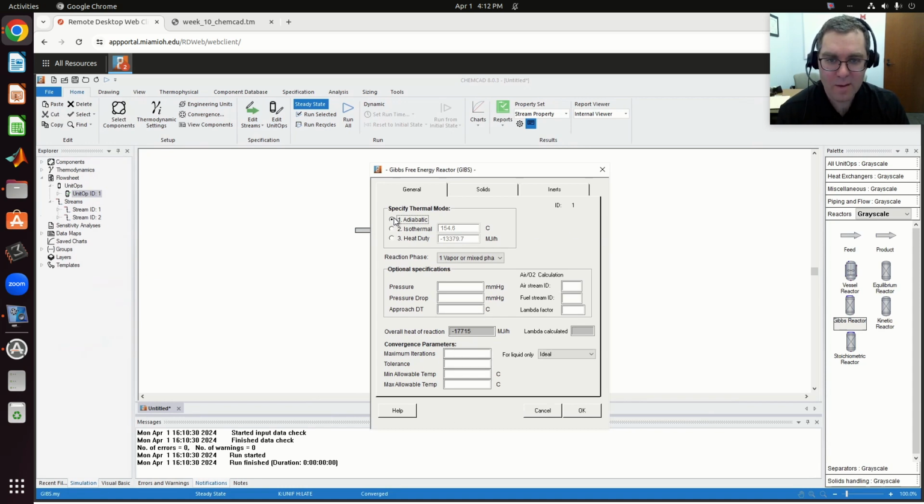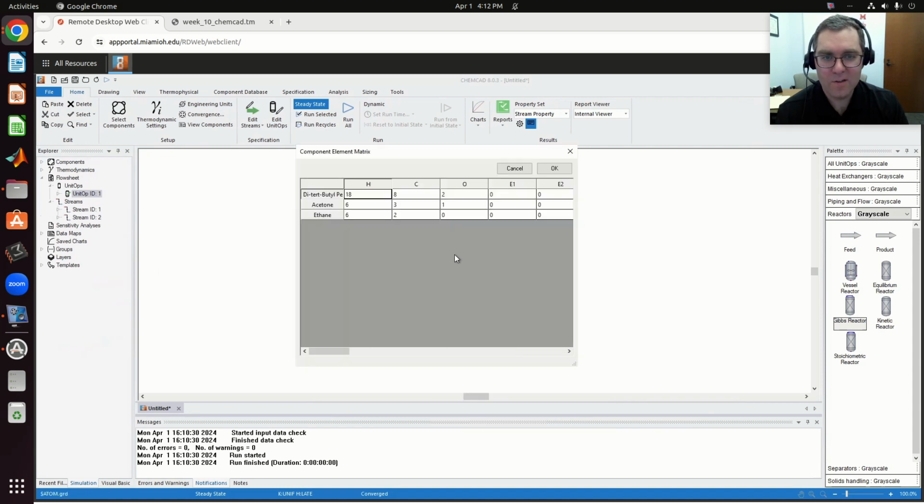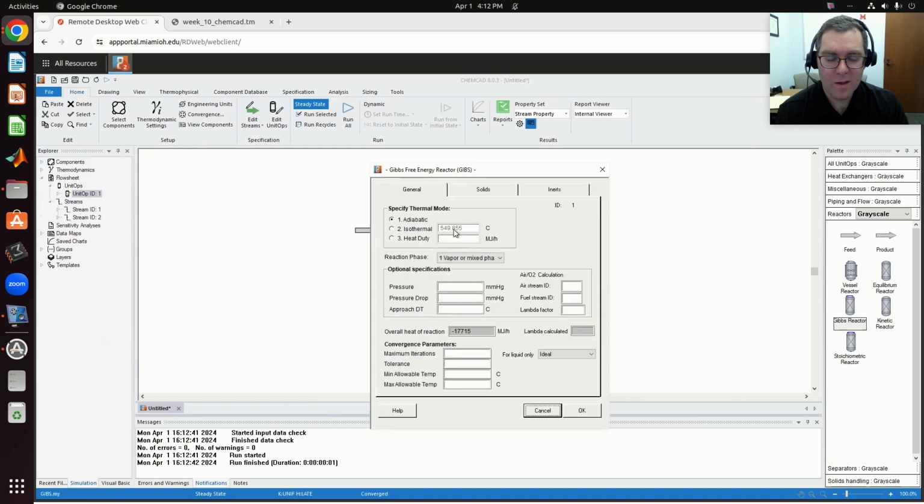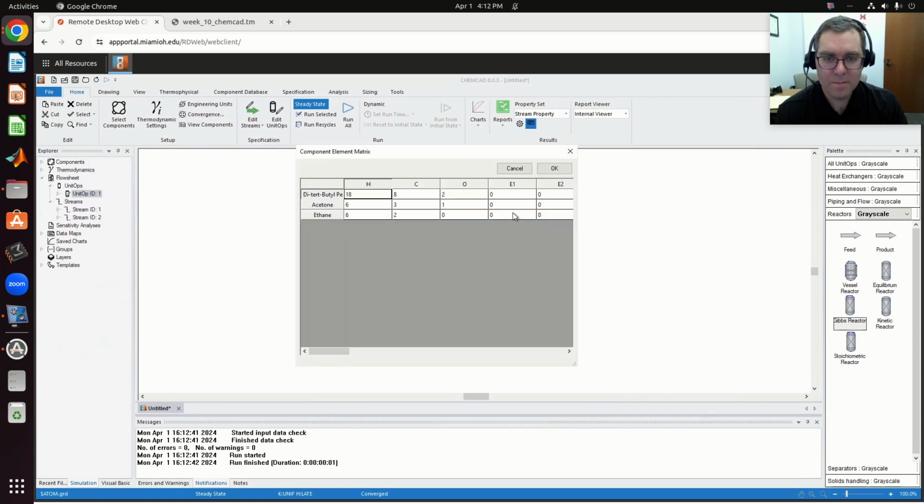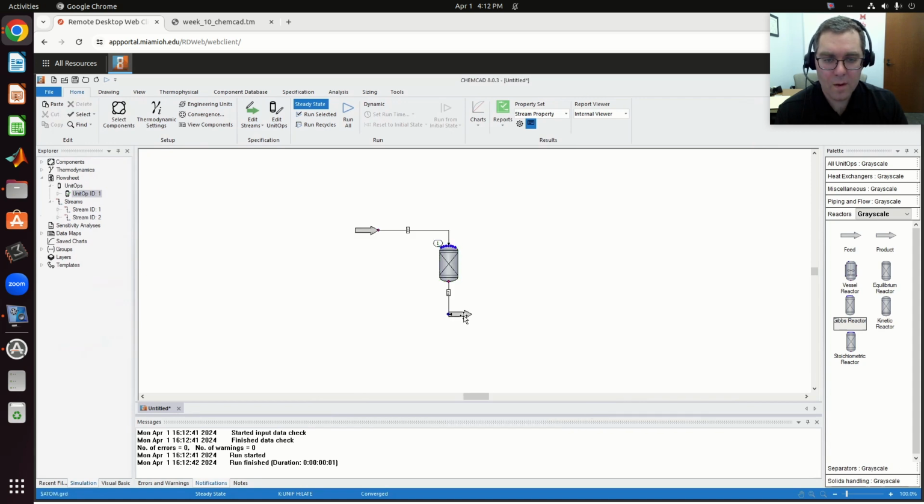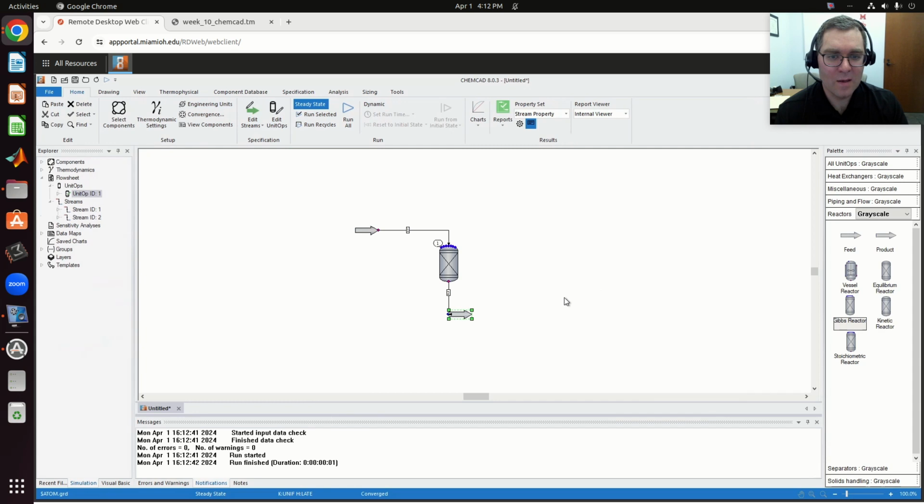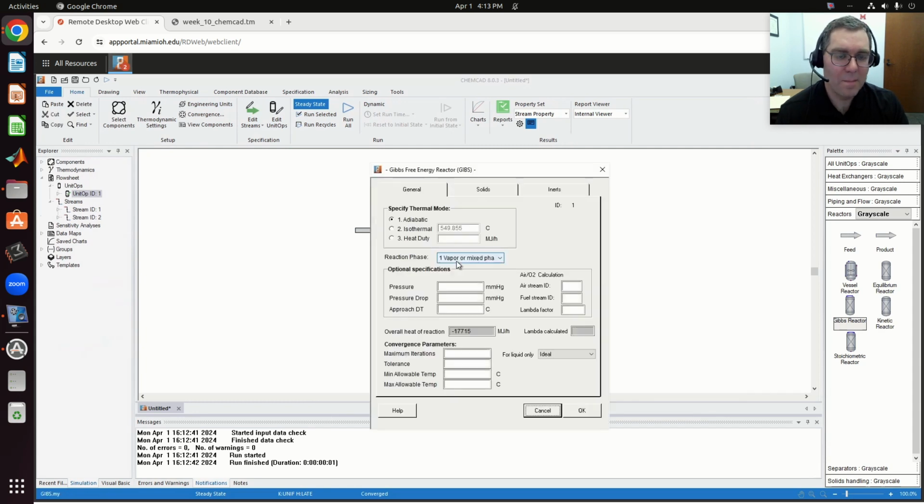I could also run adiabatically, and it'll use that temperature as an estimate of my temperature. So if I run adiabatically, there's the calculated temperature. The heat of reaction remains the same, and still essentially my reaction goes to completion, where I have no DTBE left. But that's my Gibbs reactor.